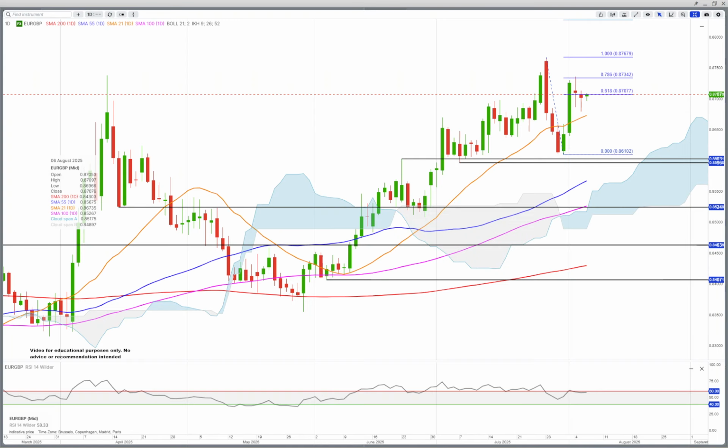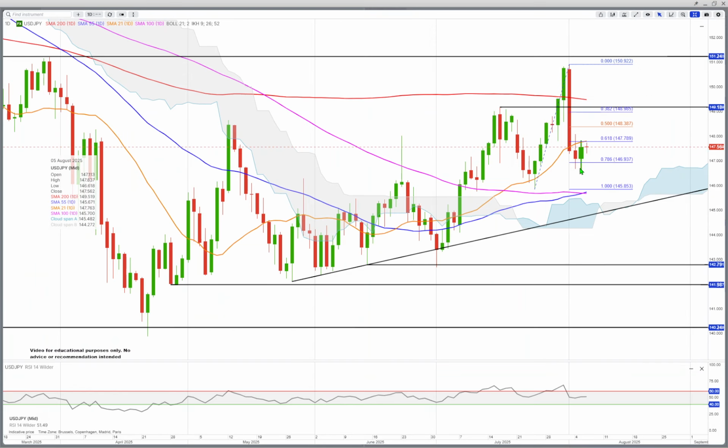Euro sterling, that has bounced strongly, and I think it will continue to bounce. However, I want confirmation, so I want it to take out 87.40, this spike up here. If it does that, then I think we'll see higher levels above 88. But the 786 retracement here seems to be really key. We could see a little bit of a setback.